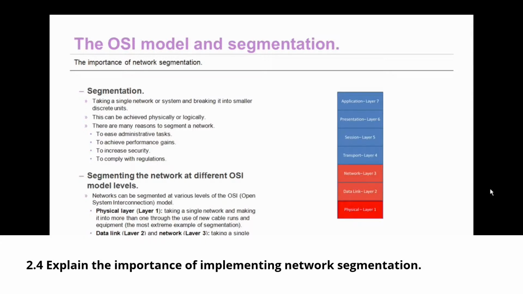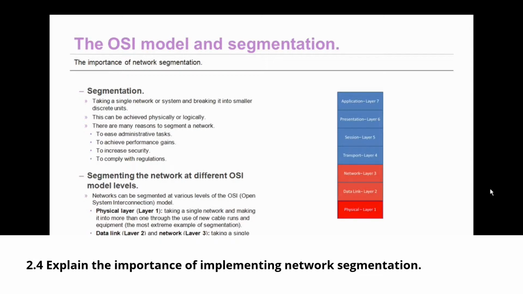Some of them could include to ease administrative tasks, to achieve performance gains, to increase security, or to comply with regulations. As I mentioned earlier, segmenting a network can be achieved physically or logically. And either way, it involves different levels of the OSI reference model. It can be achieved at layer 1, the physical layer. This is taking a single network and making it into more than one network through the use of cable runs and equipment.